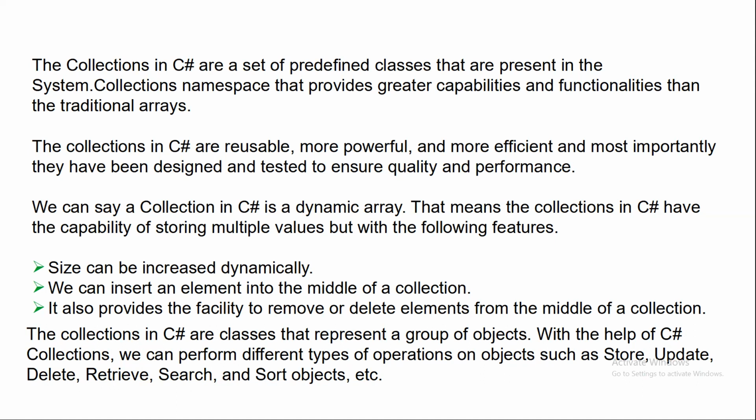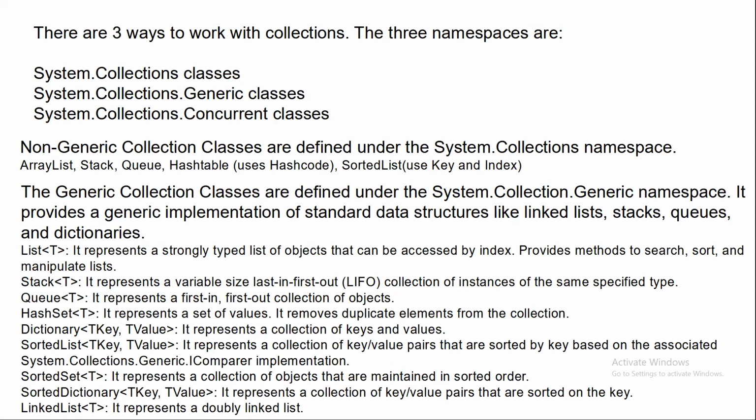Okay, so if you go a little further, we have System.Collections classes, System.Collections.Generic classes, System.Collections.Concurrent classes. More or less all are the same with a little difference. In the System.Collections classes we have ArrayList, Stack, Queue, Hashtable, and SortedList. All these come under non-generic collections.